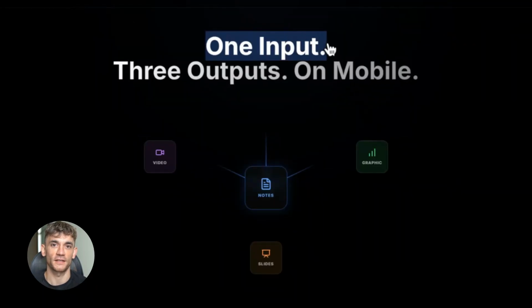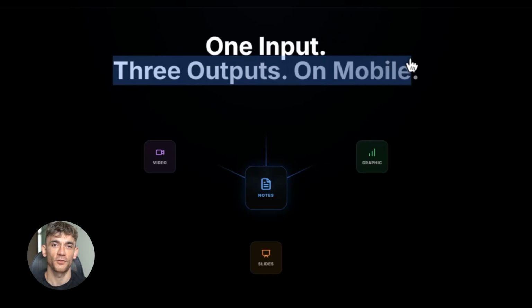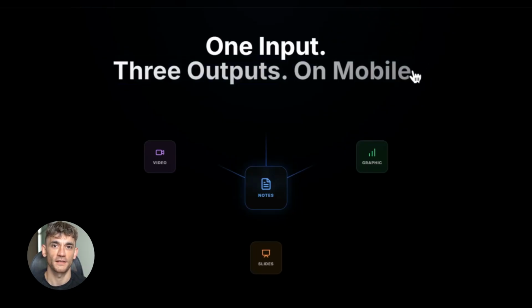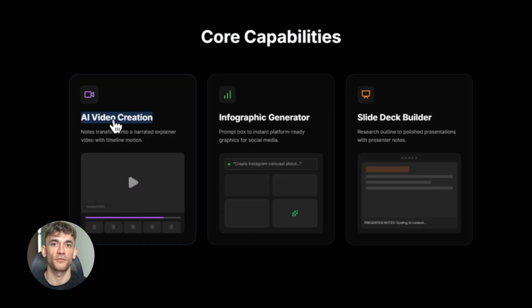Let me zoom out for a second. What NotebookLM just did is turn one input into multiple outputs. You upload your research once, then you create a video from it, you create an infographic from it, you create a slide deck from it. Same source, 3 formats. That's content multiplication, and it's all happening on mobile. This is how you scale without a team, because you're not spending hours on each piece of content, you're spending minutes, and you're using the same research to create content for different platforms. A video for YouTube, an infographic for Instagram, a slide deck for a webinar, all from the same notes.